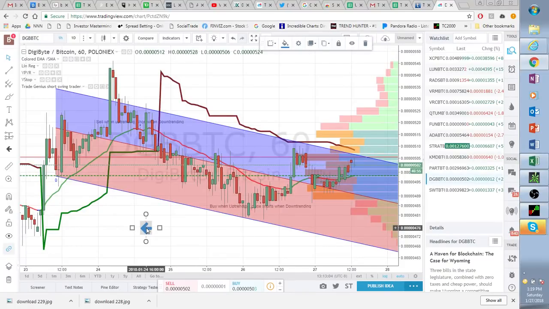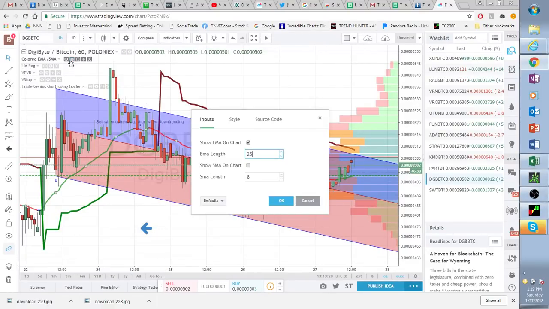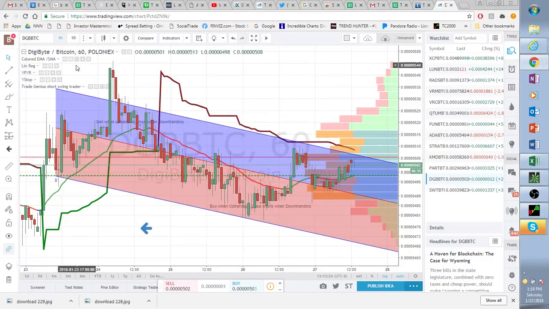Let me just point out the chart setup for you. As you look at it, I have colored EMA, SMA, everything you can be found in the indicators here. And I have it set up to 25 and 8, but just showing the 25. It's just basically giving me kind of a bull bear line. Linear regression, more important to me.